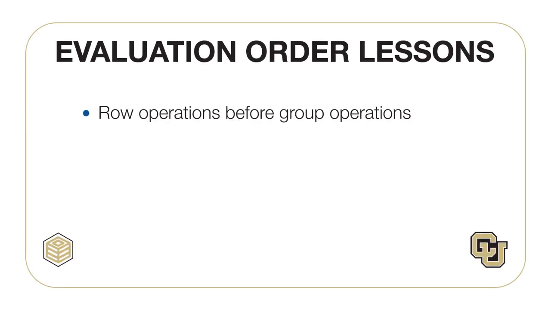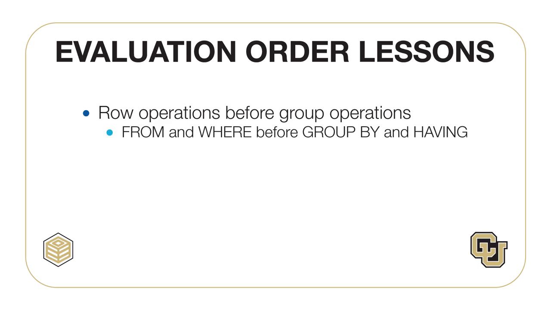The evaluation order has several lessons. These lessons can be useful on more difficult problems, especially problems that combine joins and grouping that you will see in Module 5. You should remember that row operations precede group operations. If a select statement does not produce desired results, you should usually look at row operations in the from and where clauses first.